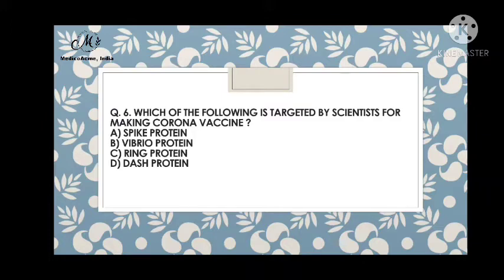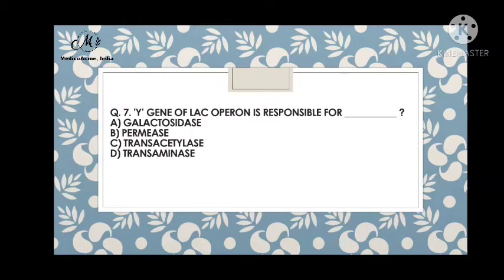If you go to the details of the coronavirus structure, there are four options, A, B, C and D. B, C and D are unnecessary. A is spike protein, which is the correct answer. So guys, A is the answer for question number 6.